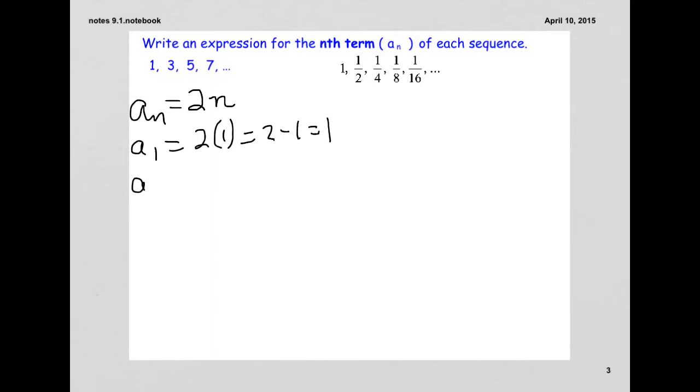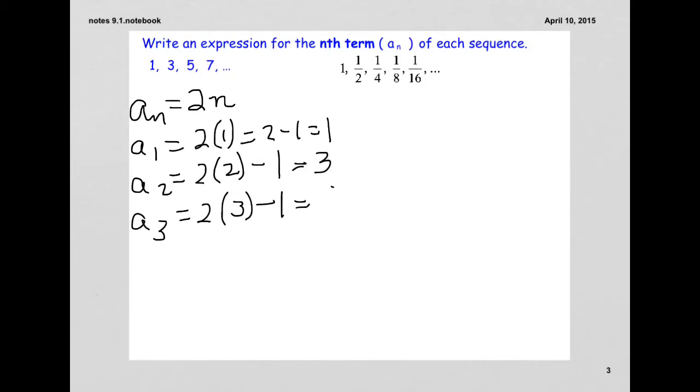Let's say a sub 2 equals 2 times 2 minus 1 equals 3. So far, so good. Let's try another one. A sub 3 equals 2 times 3 minus 1 equals 5. And it seems to work. So we're going to say that my expression is a sub n is equal to 2n minus 1. And there's my expression for a sub n.